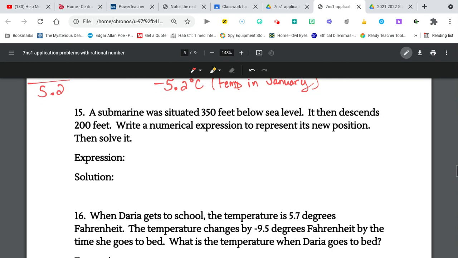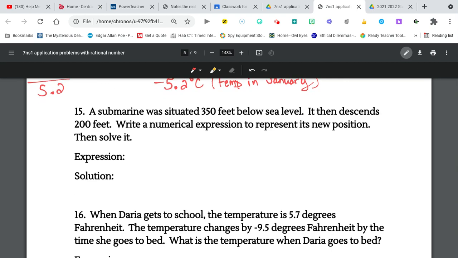Can I take a look at 15? A submarine was situated 350 feet below sea level. Please do not write 350 as a positive. I hope the submarine is not floating in the air. Okay? So although I don't see a negative on that number, I know it's negative because of the word below.